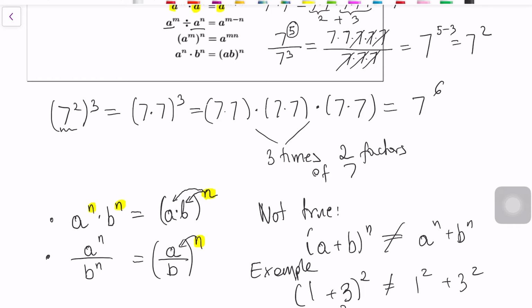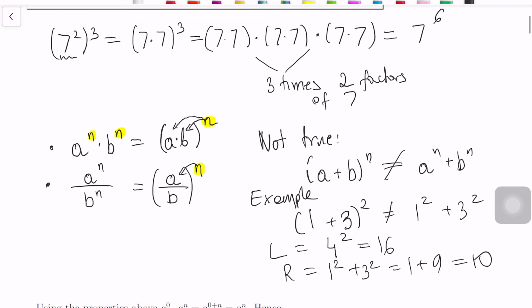So I want to alert you to that. Many students make this mistake. The powers, exponents, cannot be distributed among sums or differences, only among products and quotients.